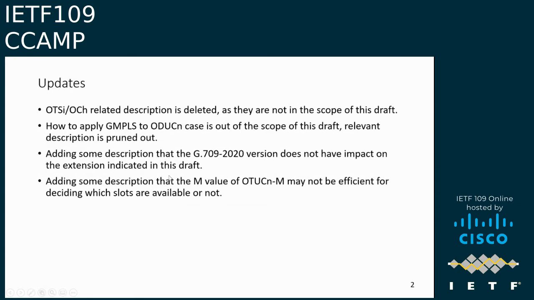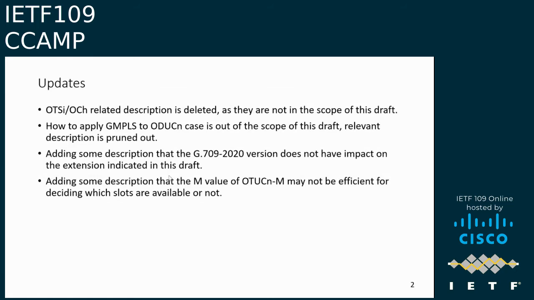This slide describes the updates since the last version. For the first update, the OTN-related description is deleted as it is not in the scope of this draft. This draft is about how to operate the optical layer. And for the second update, it's about how to apply GMPLS to the client signal case. It's also outside the scope, so we also deleted the relevant description.